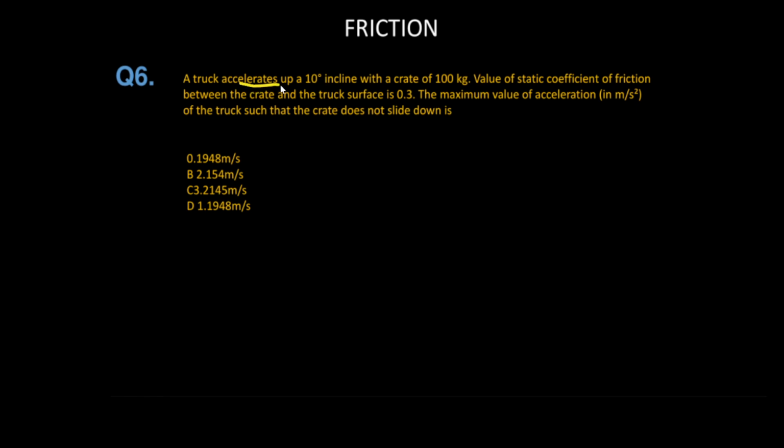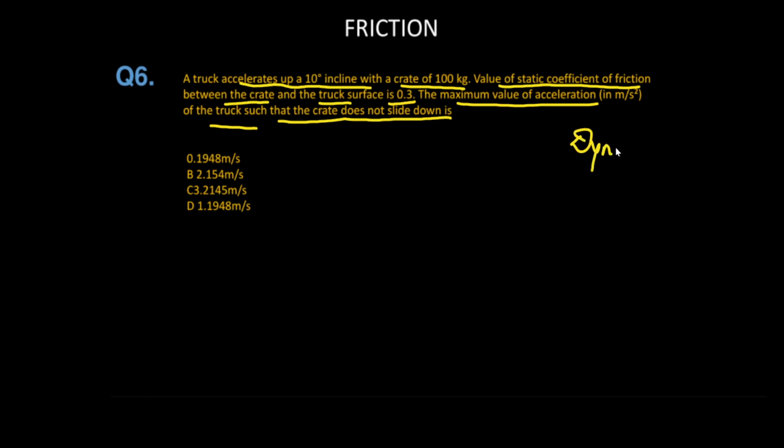A truck accelerates up a 10-degree incline with a crate of 100 kg. The static coefficient of friction between the crate and the truck is 0.3. Find the maximum value of acceleration of the truck such that the crate does not slide. This is a dynamic plus friction problem.